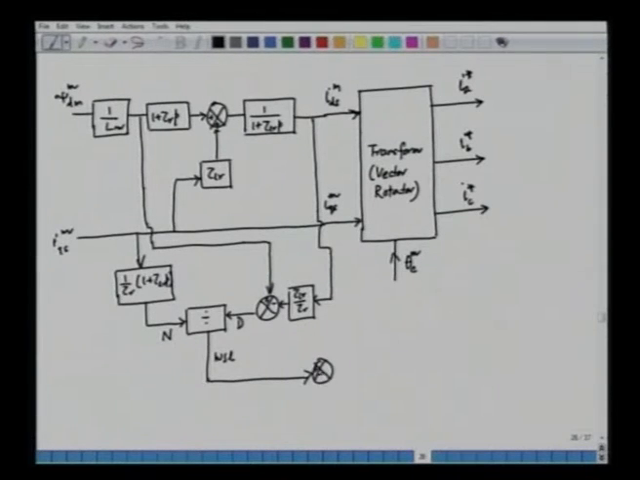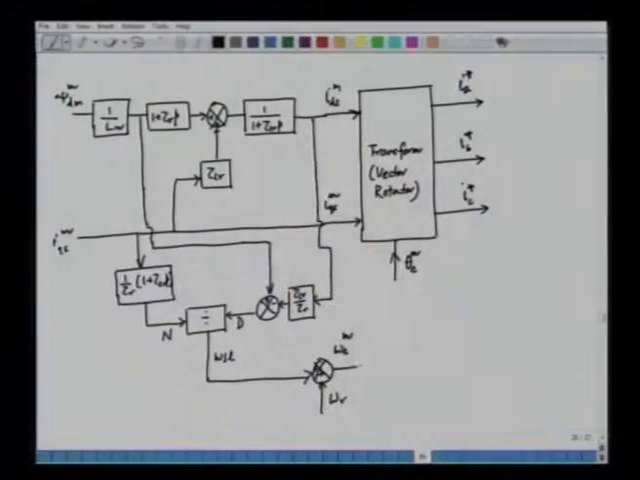We can add here the electrical speed of the rotor omega r, and what we obtain here is omega em, the speed of the air gap flux vector, and when we integrate this, what we obtain is theta em. So, we can have an integrator block here. We can integrate this speed to obtain the angle of the transformation, that is theta em.